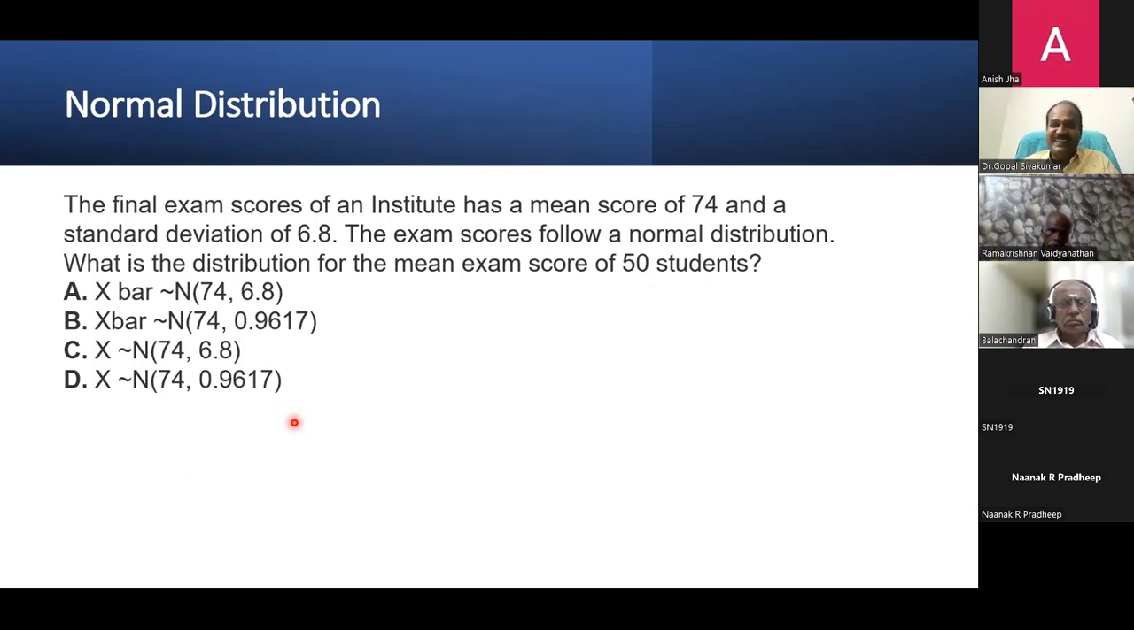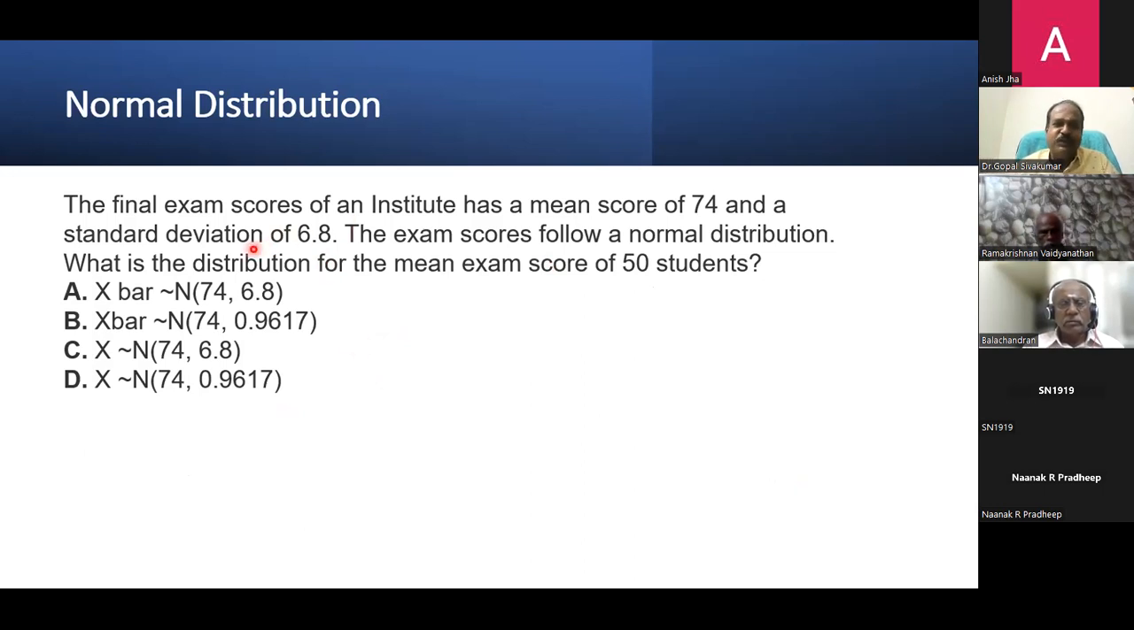Now some confusion can definitely arise now. The final exam score of an institute has a mean score of 74. And an institution has an average score of 74.